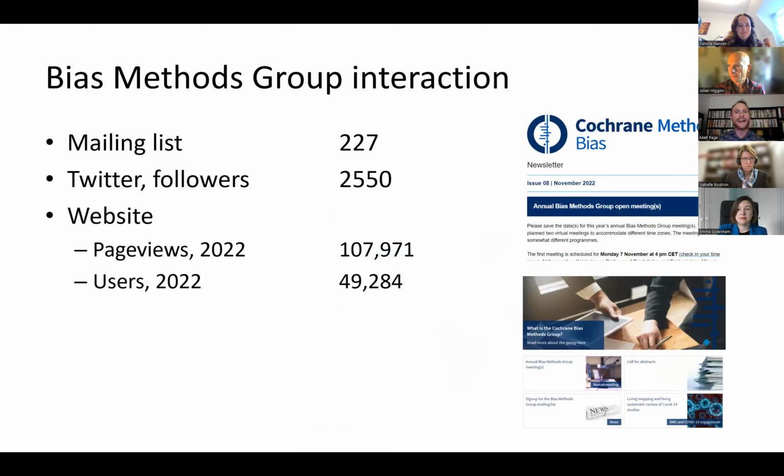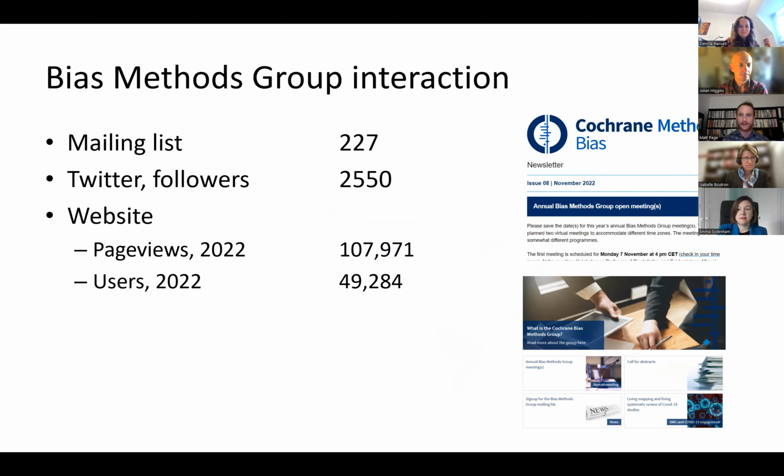In terms of the interaction we have at the moment, we have a mailing list, which includes 227 individuals, to which we send a newsletter twice a year. We also have around 2,500 people following us on Twitter. That is at the moment; whether we actually stay on Twitter or all join the Mastodon migration is something we'll consider in the coming weeks.